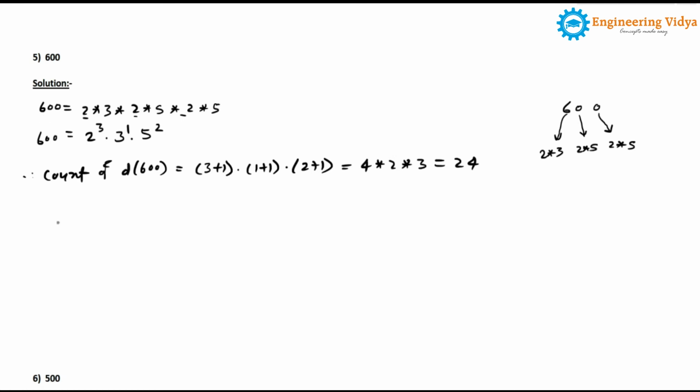So now we'll list down all those numbers. 24 numbers are there and it is quite large. So here I'll write the divisors of 600. Here we need to calculate, right?